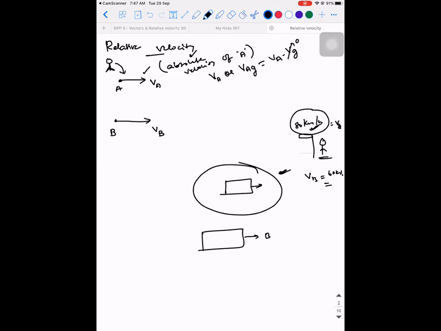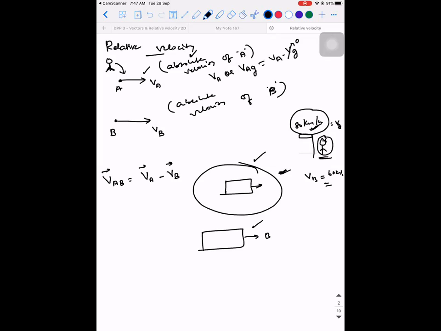Now, let's say the police wants to do a comparative study between person A and person B. I hope you are able to understand till this point, right? If he wants to do a comparative study between A and B, he will put a question like this: what is the velocity of A with respect to B? What is the meaning of it? Mathematically, it is VA minus VB with a proper vector notation.